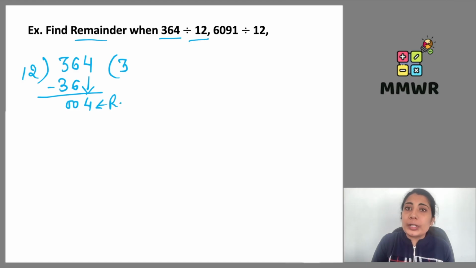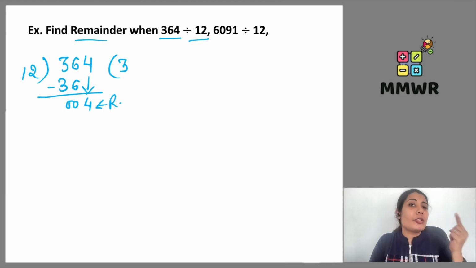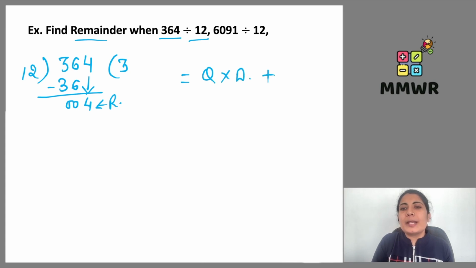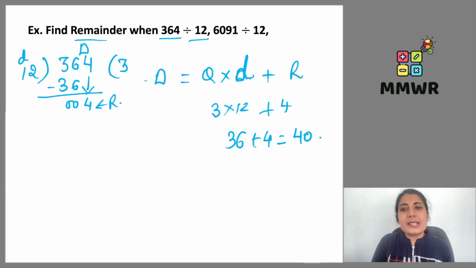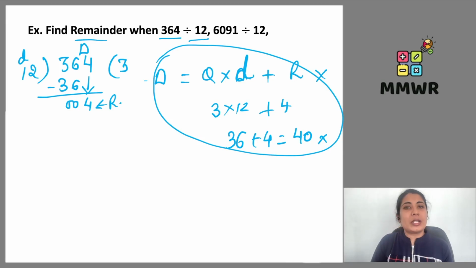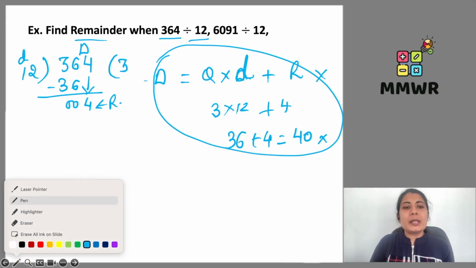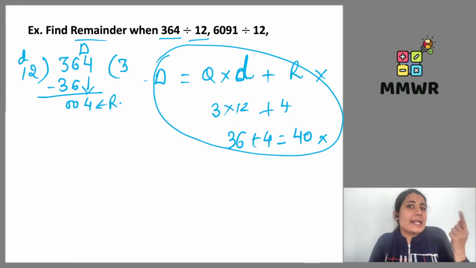So the remainder is of course 4, but not now. We have one more step here. Otherwise, if we cross check it with the help of that formula, dividend is equal to quotient multiplied by divisor plus remainder. This divisor I am writing with small d and dividend with capital D. So divisor is 12, quotient is 3, plus remainder is 4. So 12 threes are 36 plus 4, we are getting 40 here, which is not the dividend. So this way will not be the appropriate way to divide it. We will for sure be getting the remainder 4 only, but we have to add one more step.